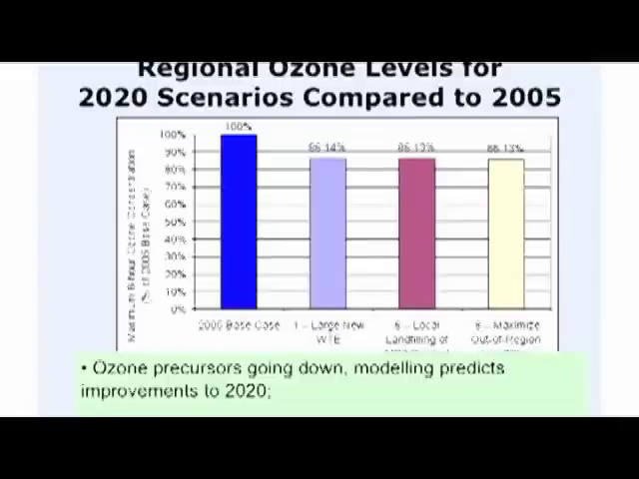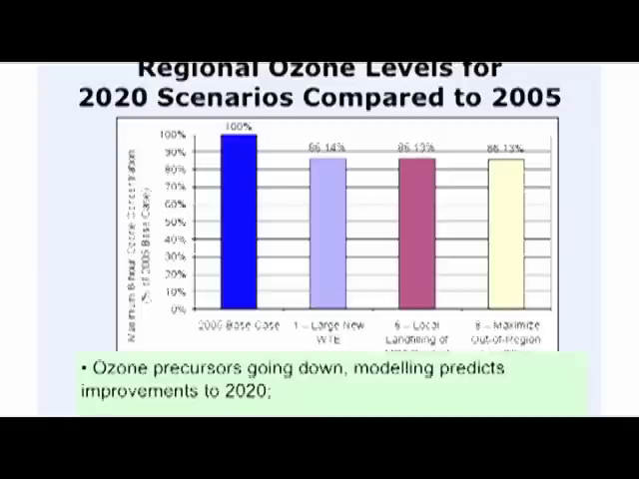So these are the results of the model. This is regional ozone levels for 2020 compared to 2005. The approach we use here is to index everything against 2005 levels. So the blue bar on the left is 100%. That's 2005 ambient air quality. And all the bars to the right of that are the comparison against that. So where we see 86%, that basically means a 14% improvement relative to 2020.